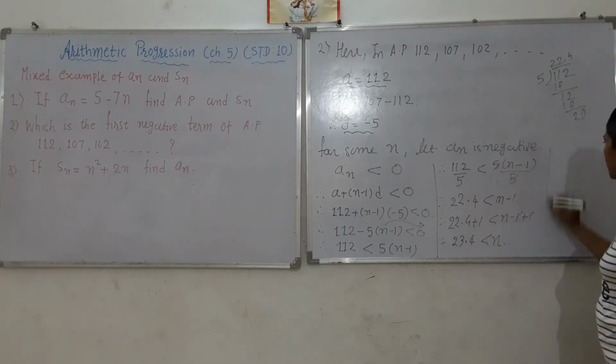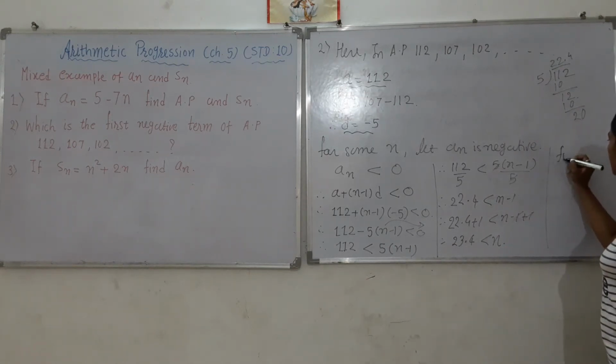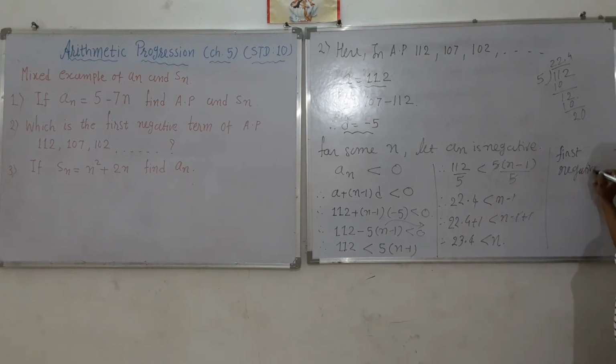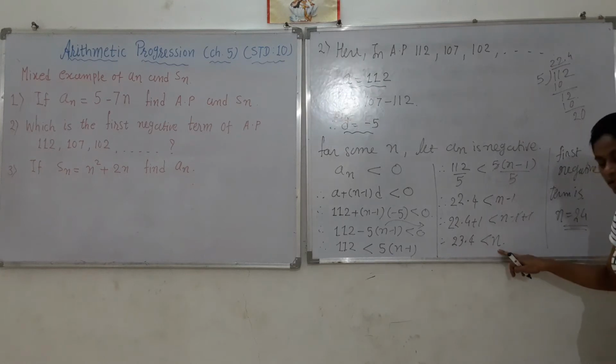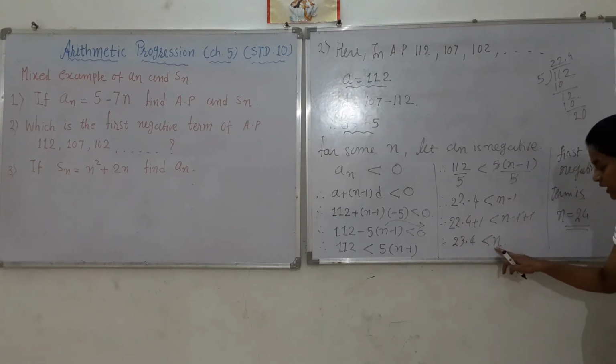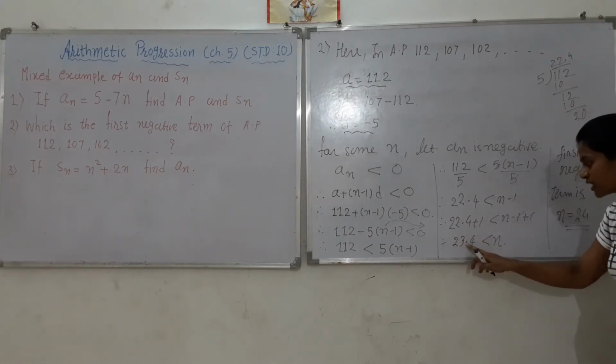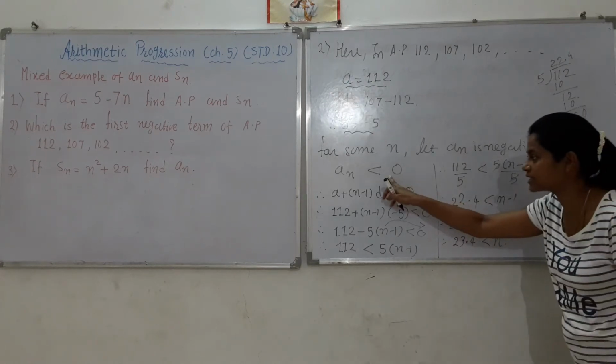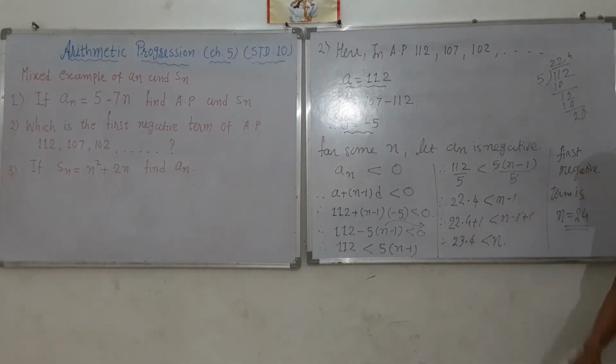So you can write the first negative term is n equal to 24. This symbol represents that if you take n more than 23.4, you get all terms negative. But in our question you want to find the first negative term. So your first negative term is 24.